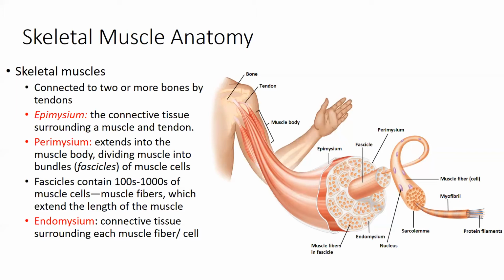Epimysium. And if we strip that away and look inside the muscle body, we see many bundles of muscle fibers that form a muscle fascicle, and that fascicle is covered by the perimysium, right? Another connective tissue sheath there. Now, if we took a fascicle and stripped away that perimysium and looked inside, we would see several muscle fibers. And a muscle fiber is synonymous with the muscle cell.